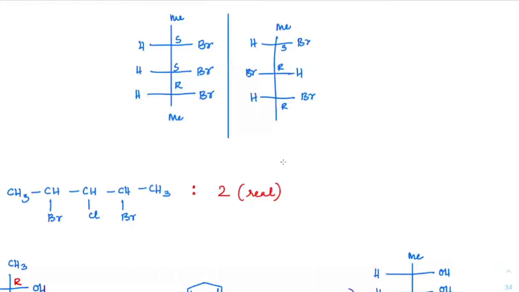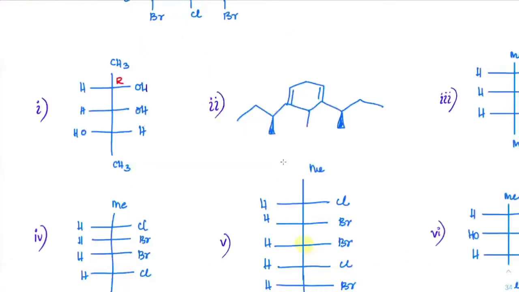Now, if both of them are opposite, both should be R or both should be S. Okay. Everybody understood that? Without solving, you just need to see if the first chiral center and the last chiral center groups are opposite, both will have the same configuration, either both R or both S. So now tell me how many chiral centers? 2 chiral centers.